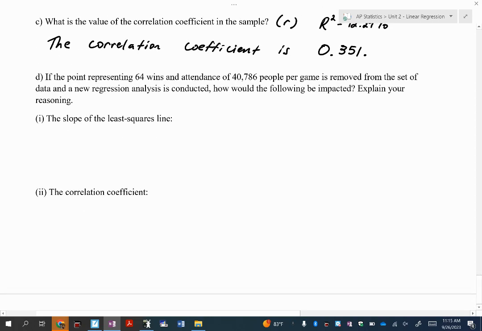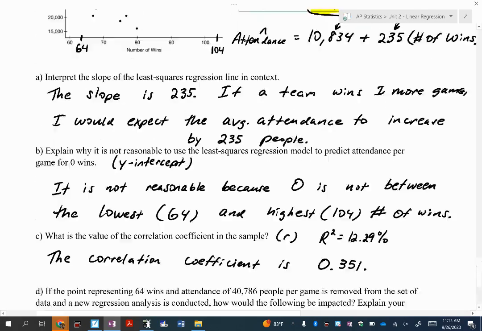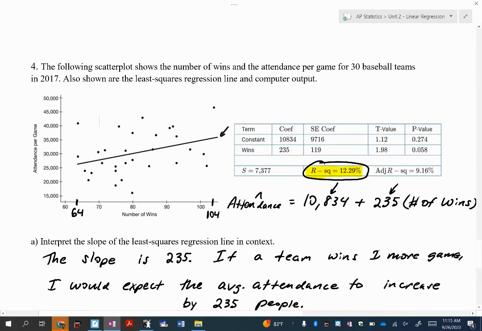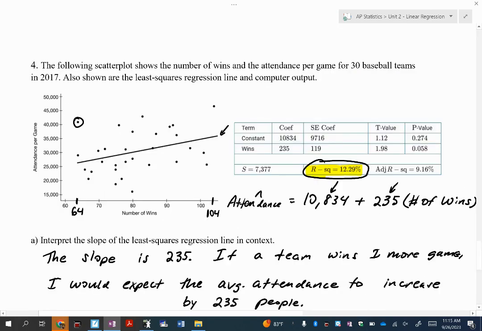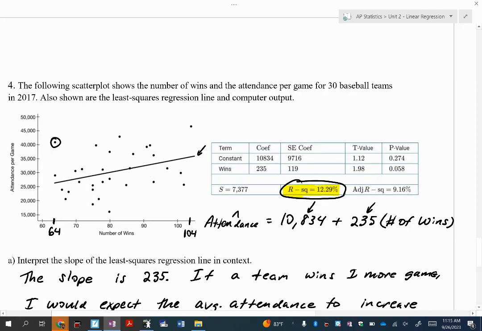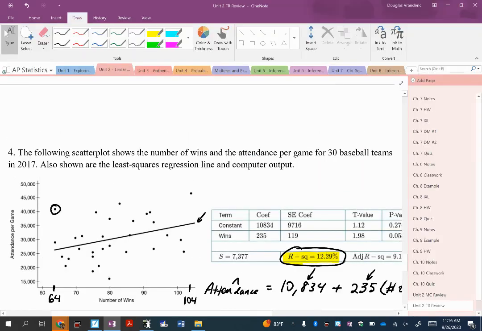Okay, last part. If the point representing 64 wins and attendance of 40,786 people per game, so that looks like this point here, is removed, and they basically redo everything, how would the following be impacted, and explain your reasoning? So the slope of the least squares regression line. You can't see it because I'm not showing you what I'm doing, but essentially with my hand, I'm covering up that dot because I'm taking it out.